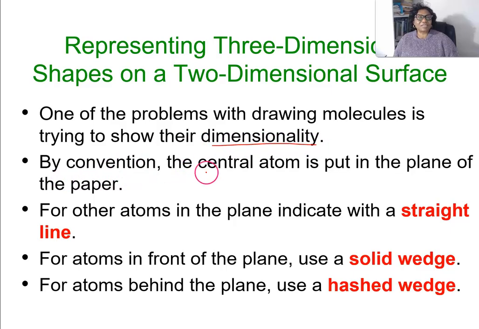By convention, the central atom is put on the plane of the paper. Then the other atoms in the plane are indicated as a straight line. To represent an atom which is in front of you, in front of the plane, we use a solid wedge. And the atoms which are behind you, what we have to use is a hash wedge. So let's examine an example. Let's apply this to some molecules.